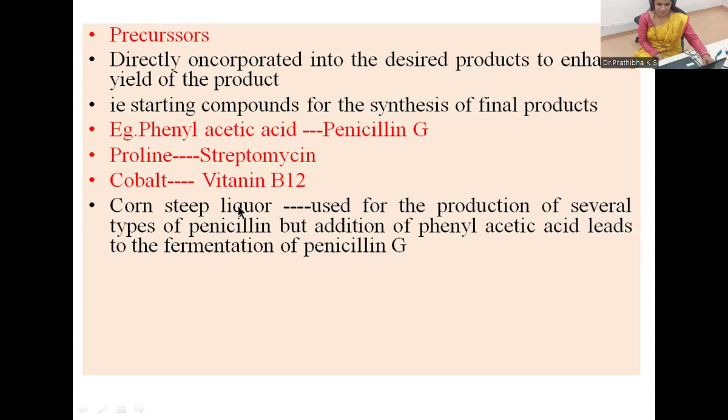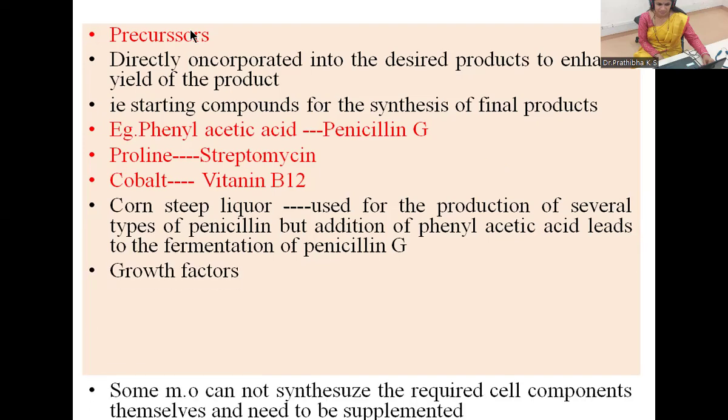Corn steep liquor can also be used for the production of several types of penicillin, but addition of phenylacetic acid leads to the fermentation of penicillin G. Okay, corn steep liquor also gives a good yield, but if you add phenylacetic acid specifically as a precursor, we are going to get a very good yield of penicillin G. I hope you understood about these precursors.